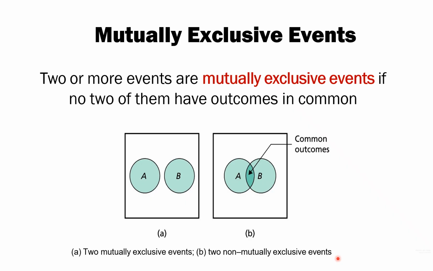Now, when you think about something like mutually exclusive events, just ask yourself, do they have anything in common or not? If they have nothing in common, they're mutually exclusive. If they do have things in common, then they're not mutually exclusive.